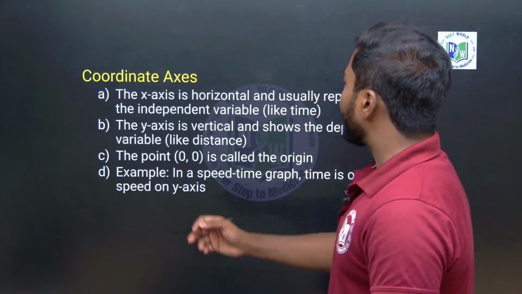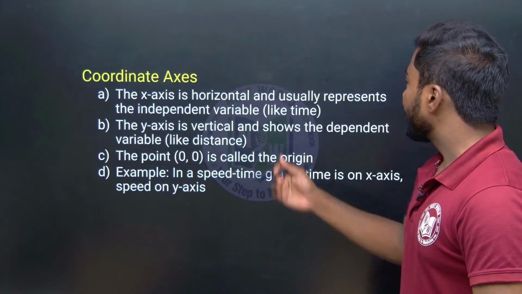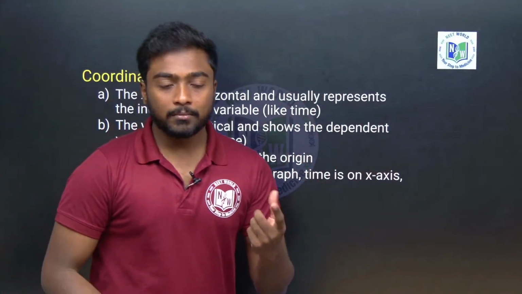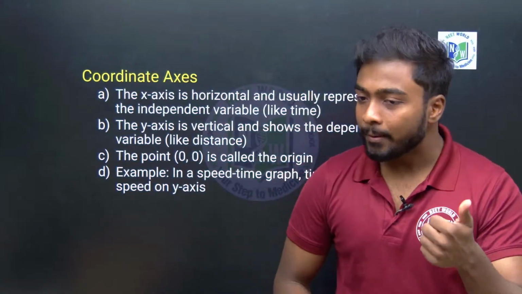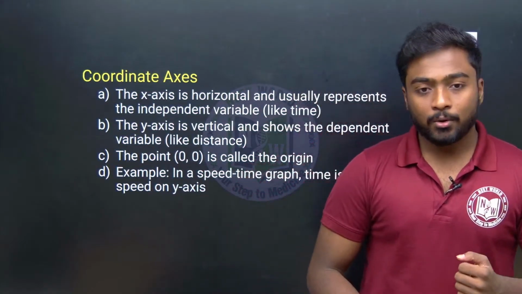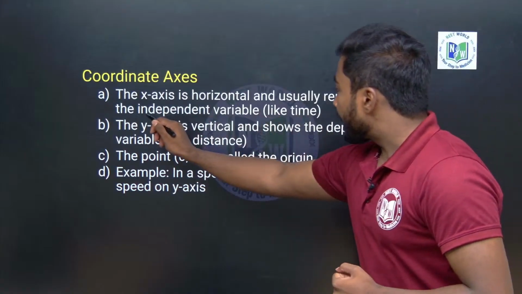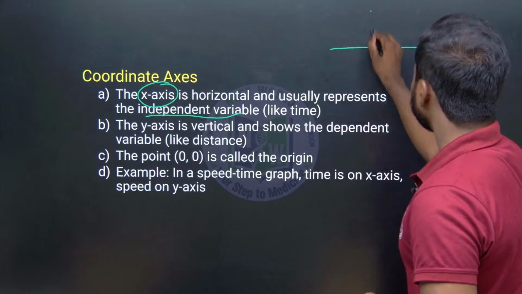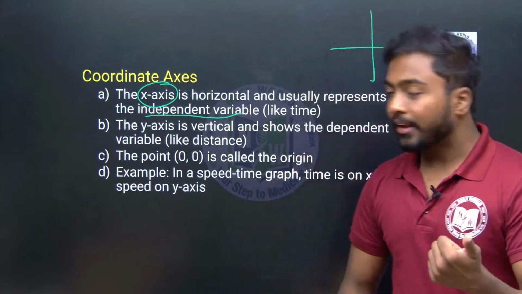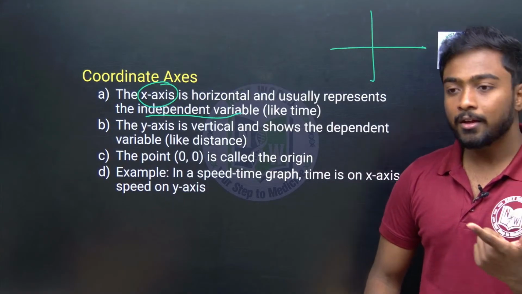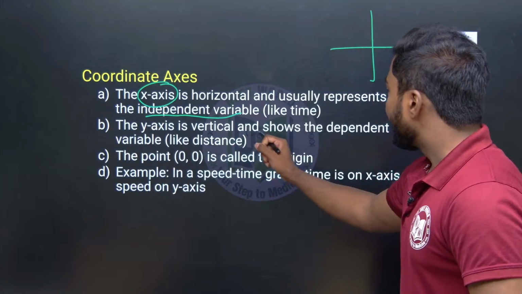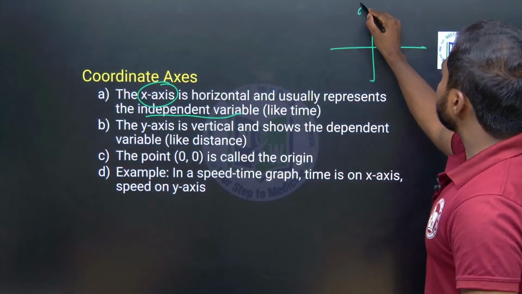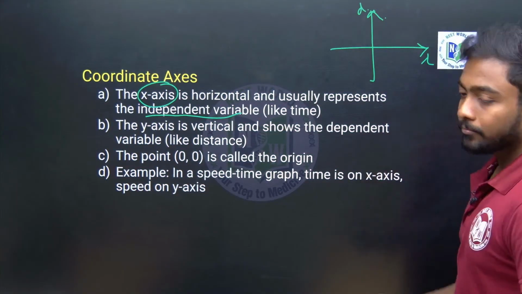The next one is the coordinate axis. The x axis is horizontal and usually represents the independent variable. Whenever there are variables, we take two, one independent and one dependent variable. The independent variable should be taken on the x axis, that is horizontal, and this is vertical. So the independent variable is on the x axis and the dependent variable on the y axis. The y axis is vertical and shows the dependent variable, like distance. So this is distance and this is time.